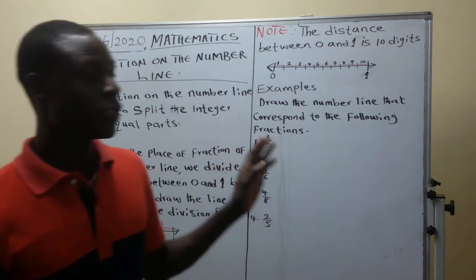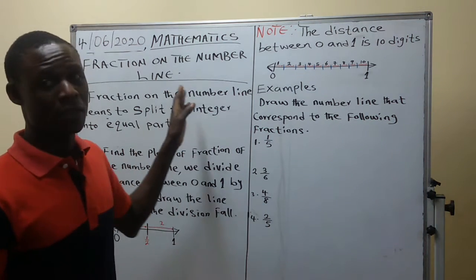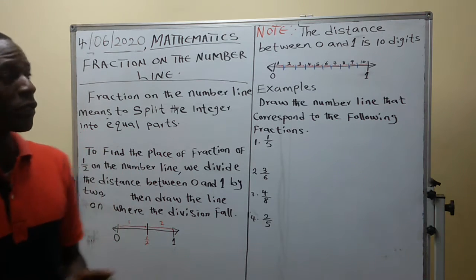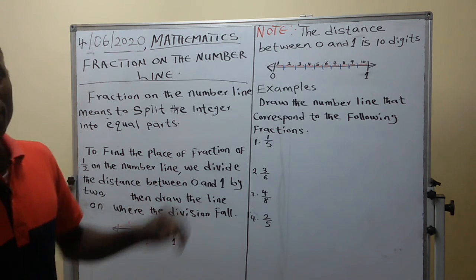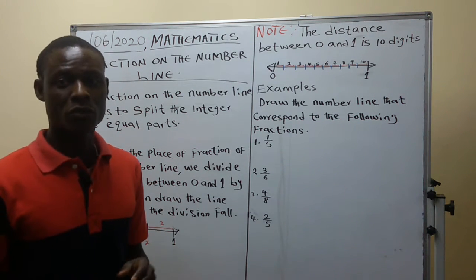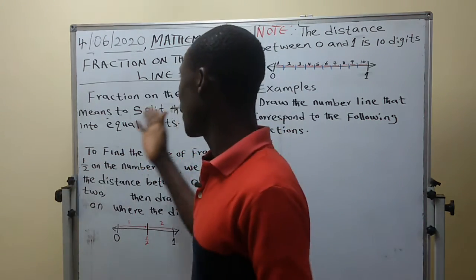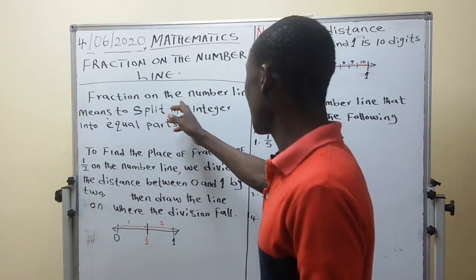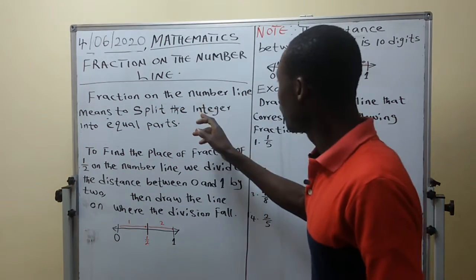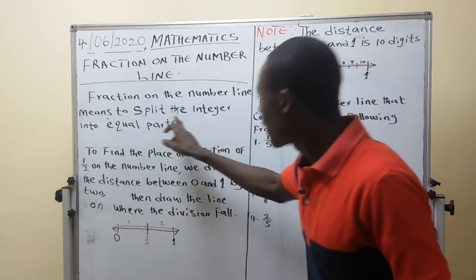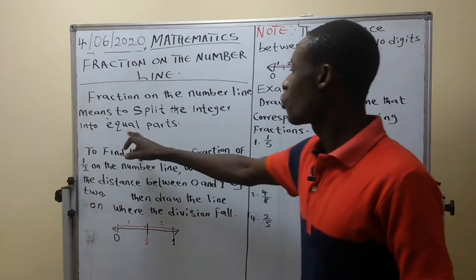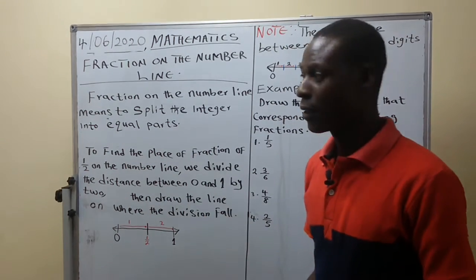Today I'm going to take you on the subject mathematics. The topic for today is fraction on the number line. What do we mean by fraction on the number line? Fraction on the number line means to split the integer into equal parts.